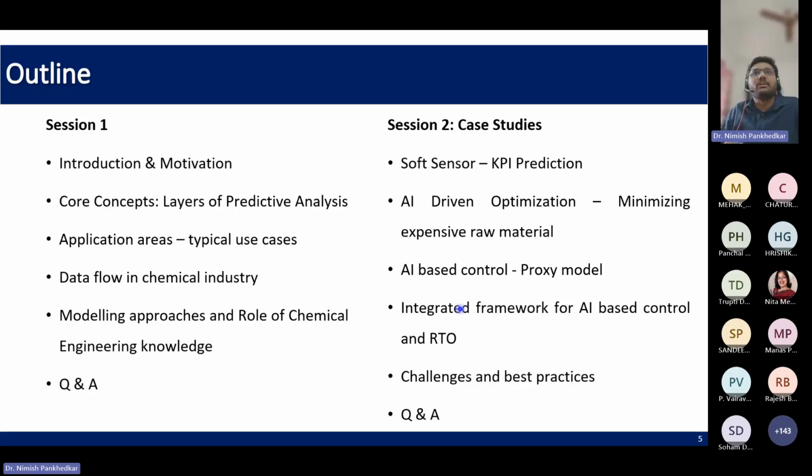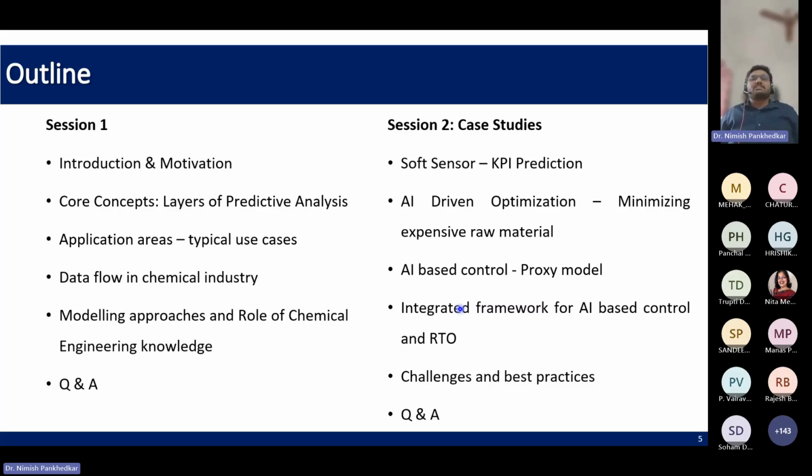I'll discuss some framework I have developed as a part of my postdoctoral work, wherein we integrate process control, soft sensing, and inferential control, and how it could be used, and some of the challenges and best practices that I've learned so far in the industry, and some insights that I've gained through my seniors and my experiences.